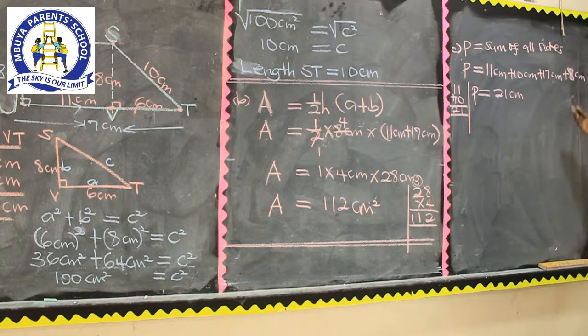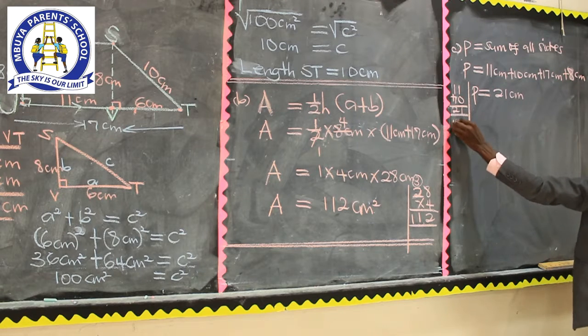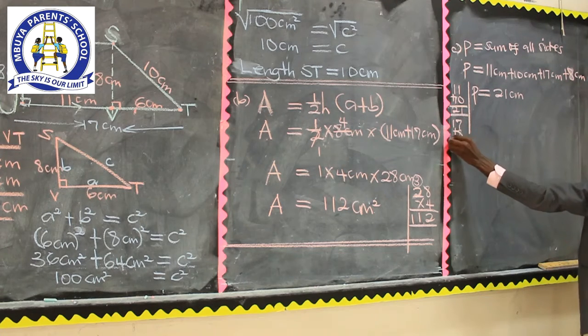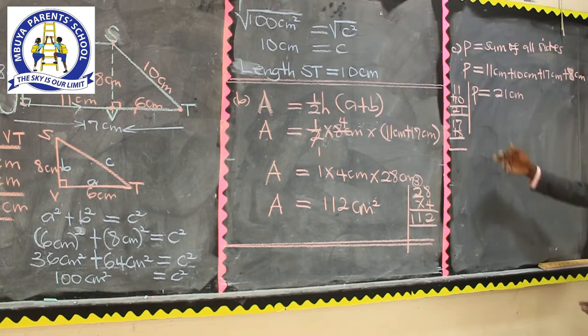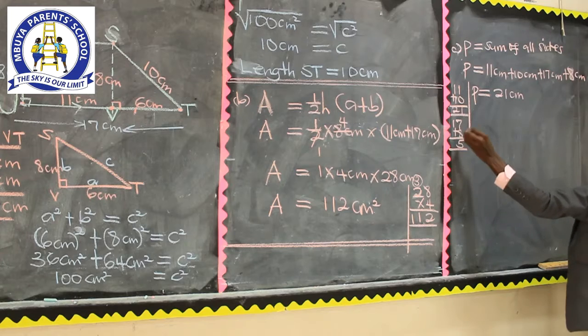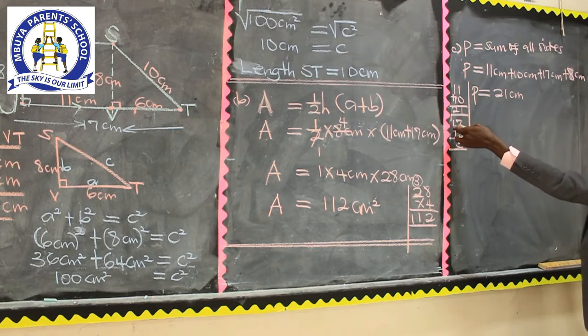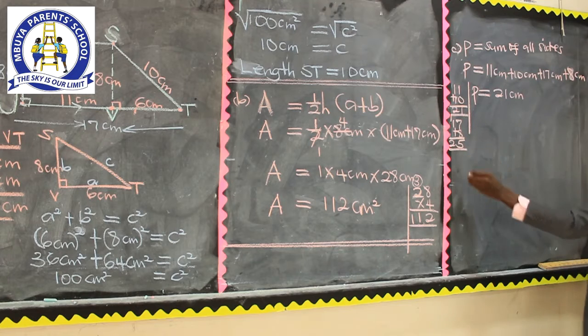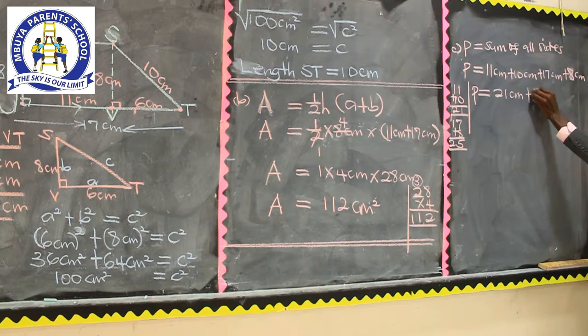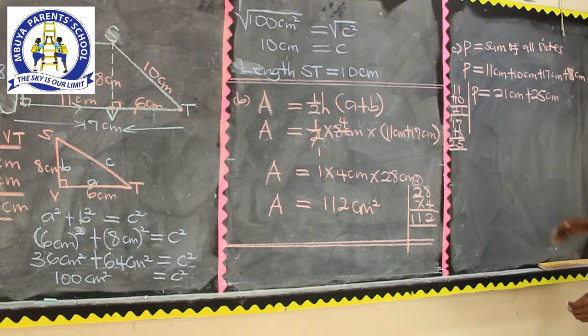Then the 17 and the 8 also will be added. This is 17 plus 8. 7 and 8 will give us 15. We shall write the 5. Carry the 1. The place of 10 finds the 1, which will give us now a 2. Down here there is nothing, meaning this is 25. So we are adding the 25 on 21. Still we have 21 plus 25.